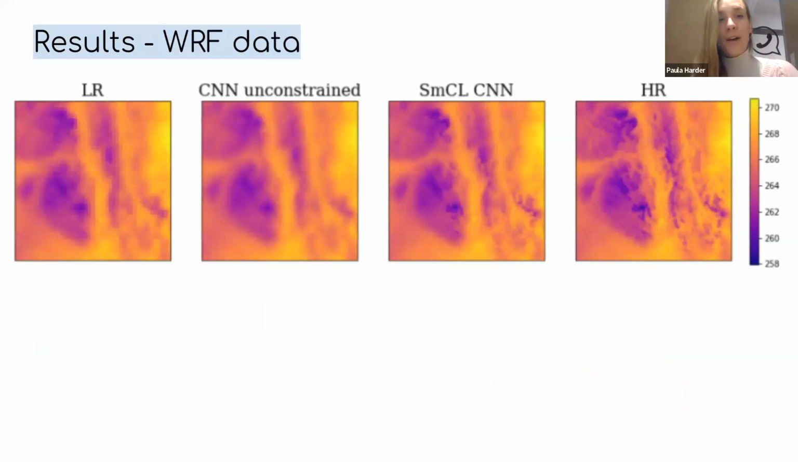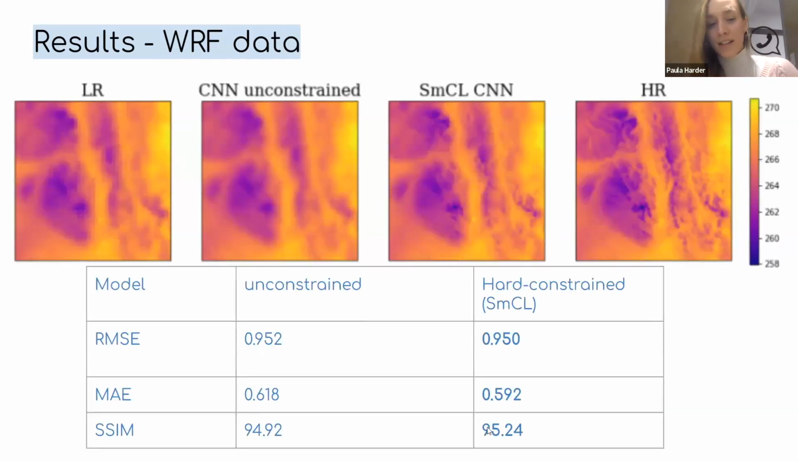And then we looked at the WRF data, which I mentioned before. We have the low res, which is a different simulation than the high res, so no artificial low res here. We can see that the unconstrained CNN is kind of blurry, whereas the constrained one reconstructs more of the fine details, which was a bit surprising to see. But I think, again, the constraining helped the CNN to train. And we get a slight improvement, it's not that big, in the measured scores, but we do get an improvement there as well.